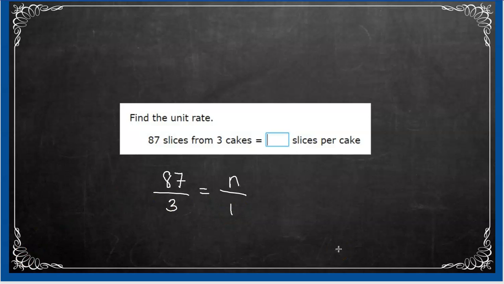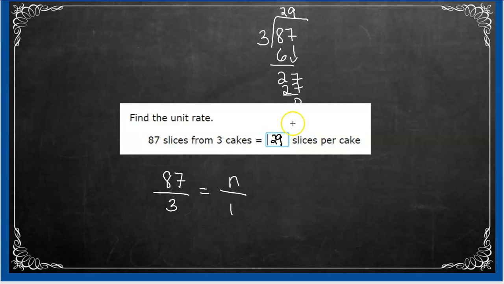And of course, if we don't know what 87 divided by 3 is, we can go up here and do some division. We can use our calculator, or we can say, what's 3 into 87? Well, 3 into 8 is 2. 2 times 3 is 6. Subtract here. Bring down that 7. 3 into 27 is 9. So my answer, 9 times 3, 27. I got 0 there. So my answer is 29 slices per cake.